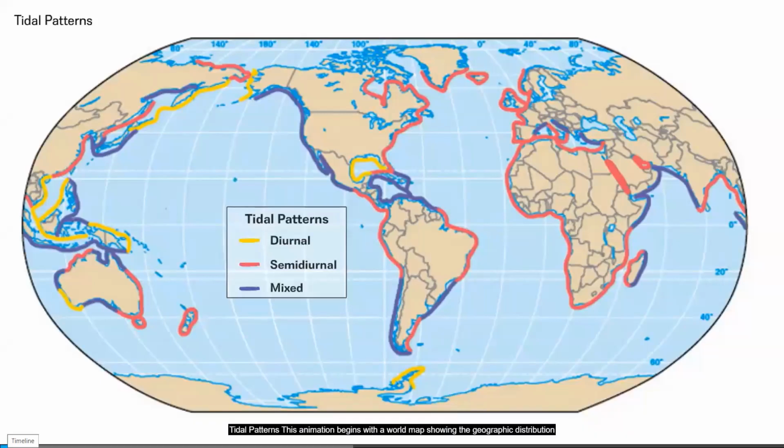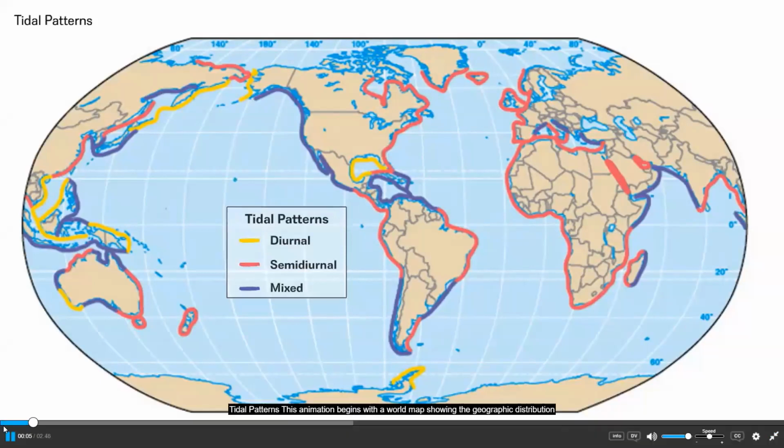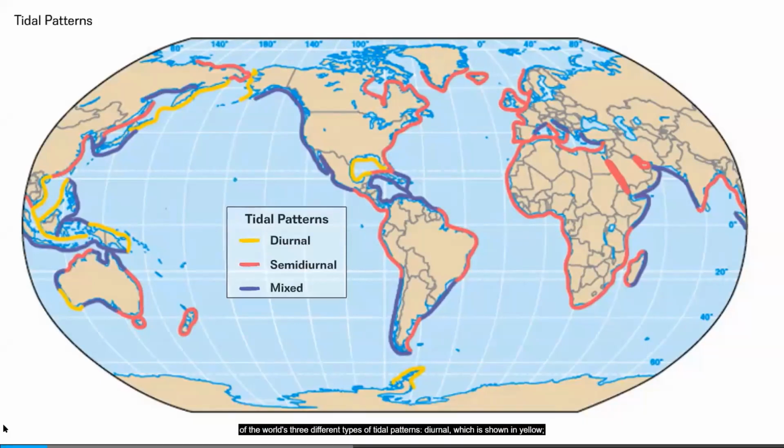Tidal patterns. This animation begins with a world map showing the geographic distribution of the world's 3 different types of tidal patterns: diurnal, which is shown in yellow, semi-diurnal, which is shown in red, and mixed, also called mixed semi-diurnal, which is shown in blue.